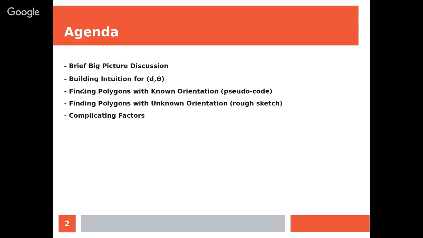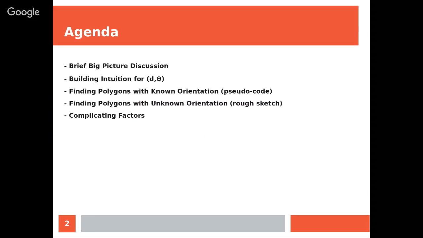I'm going to go through 5 topics. I'll start with a brief talk about what's the big picture, what are we trying to do, and what we're going to talk about today. Then I've got a fairly large section on building intuition for the d theta representation of lines, which is different from the mx plus b. This is a big part of the 2b lectures on the Hough transform, but I'm going to talk about it in the building up and identifying polygons from this representation.